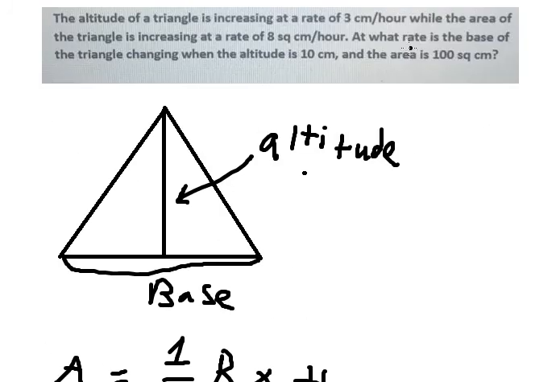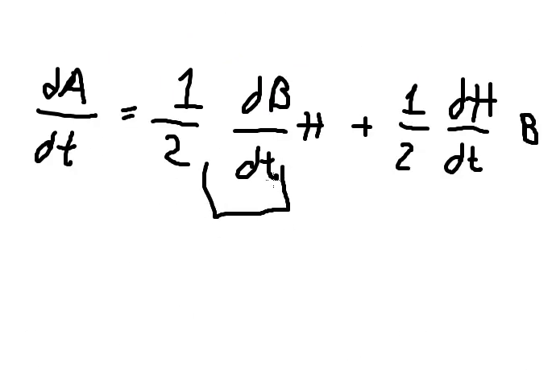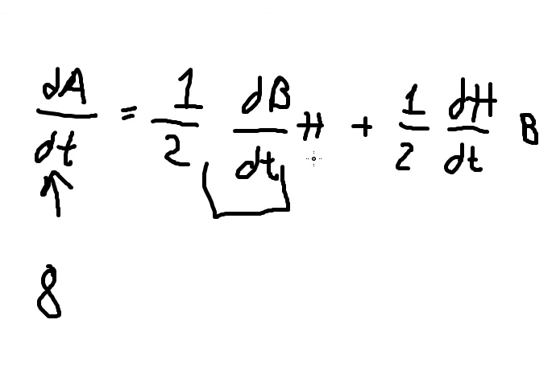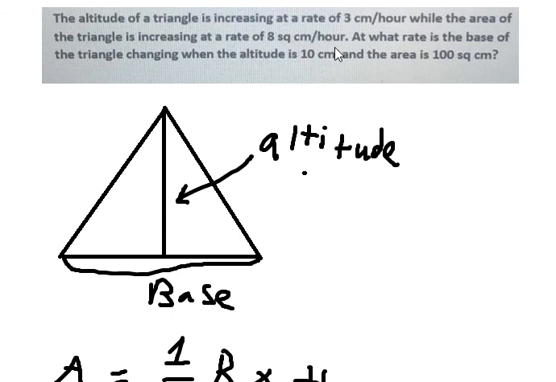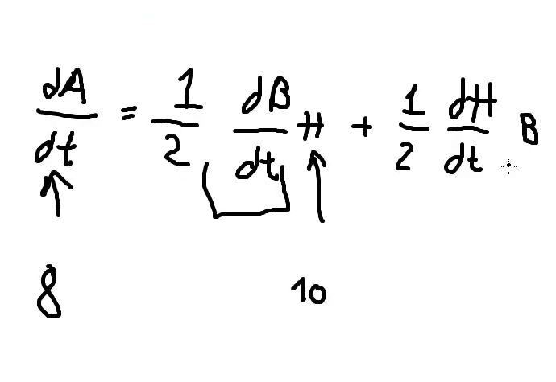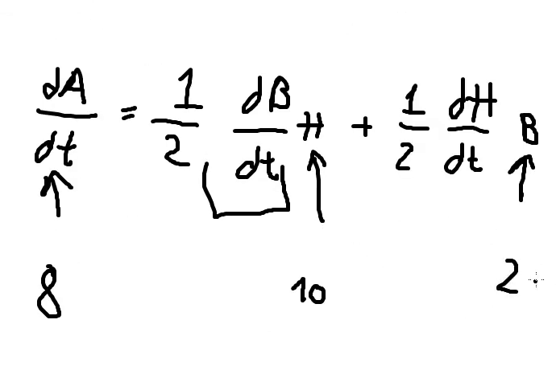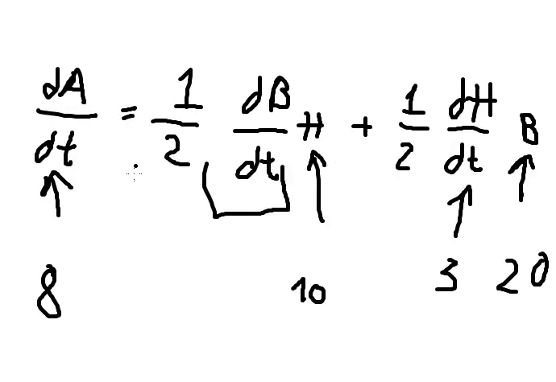Now the question wants us to find at what rate the base is changing. So they want to find this one in here. We know this value in here: dA over dt is 8. The altitude we have is 10. This one, the base, we just calculated in here, that's 20. And the last one, dh over dt, is 3. So we put all the numbers in here to find db over dt.